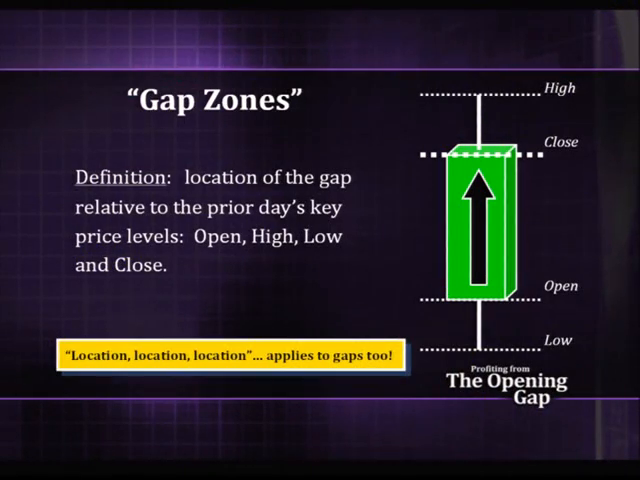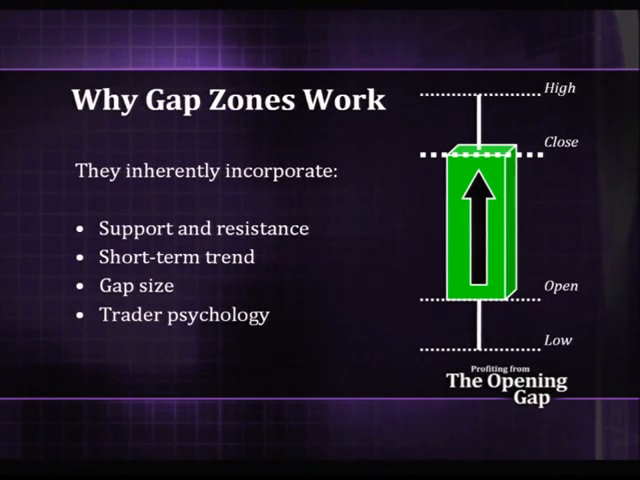When I use that term, I'm talking about where the gap opens relative to the prior day's open, high, low, and close. As you can see on this daily bar, if you will, those 4 levels form 5 potential zones where a gap could open on a given day. So as they say in real estate, location, location, location, well, with gaps, that applies also. They work for several reasons.